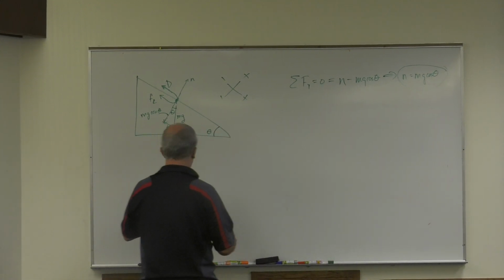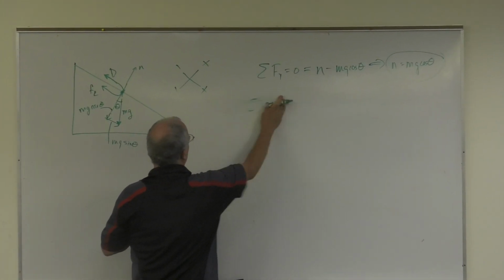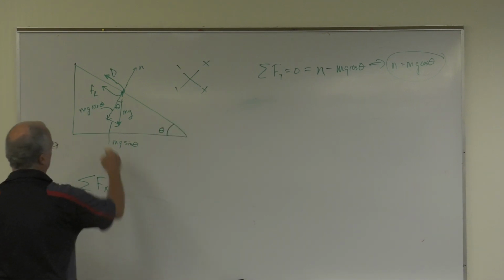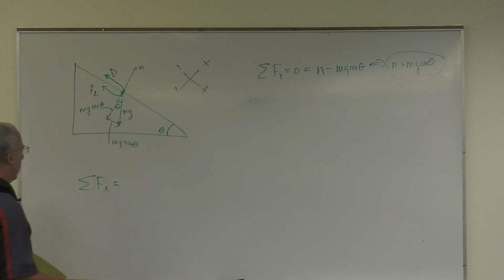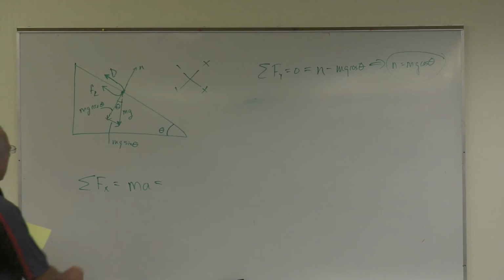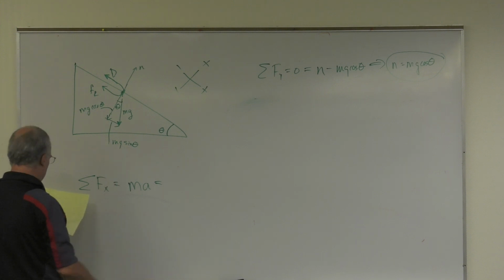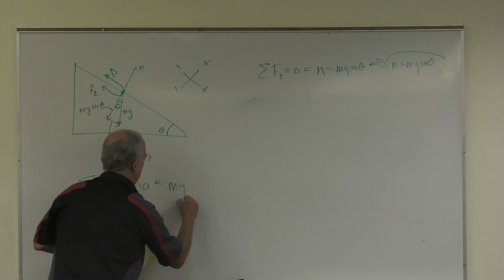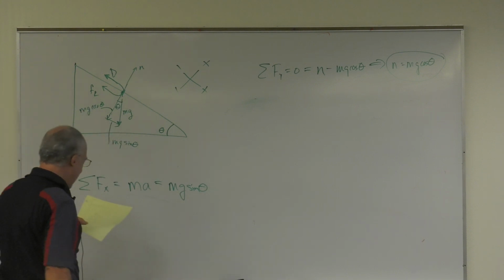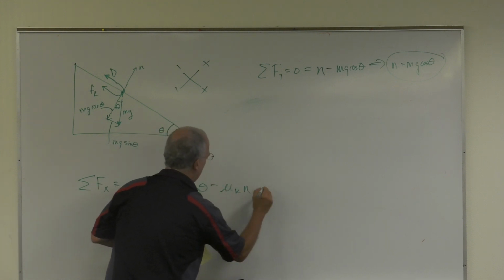Okay, now we've got to do the long one. So now we do the Fx. Now we do it over here. Okay, it's accelerating, right? Or we're accelerating, so we put ma. Okay, so what's the sum of the forces? What's going down? The only thing that's going down is mg sine theta. And then what's going up? Fk, right? So we have minus mu k n. What else is going up?